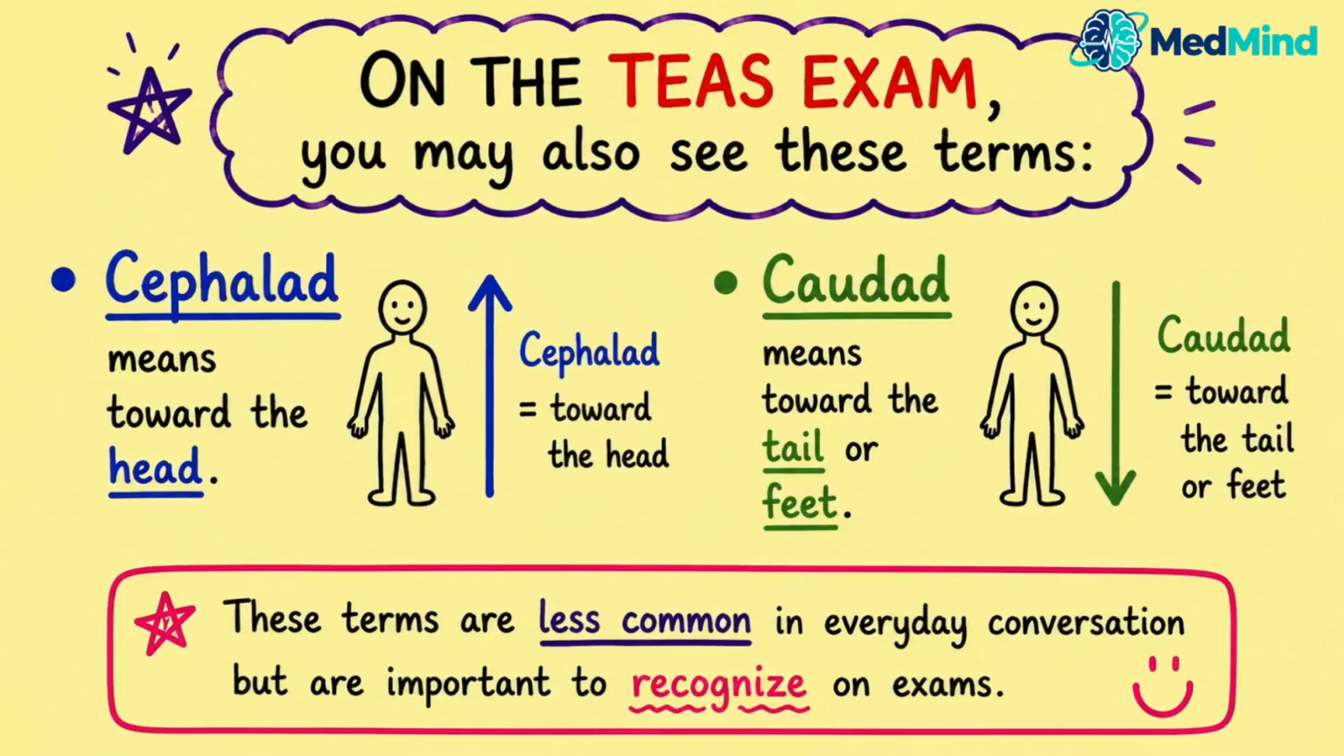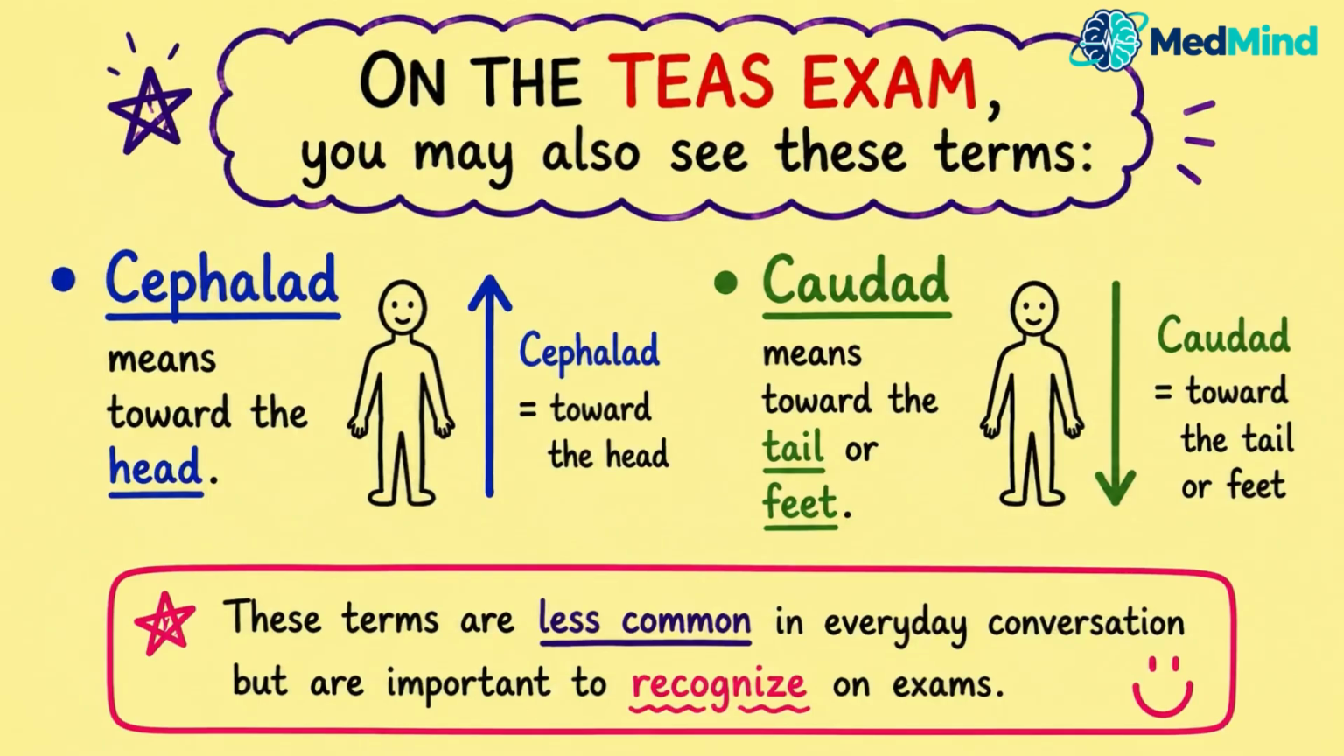Before we finish today's lesson, let's learn two additional terms that you may see on the TEAS exam. These terms are not used as often in everyday conversation, but it's important to recognize them because they sometimes appear in anatomy questions. So the first term is cephalad, which means towards the head or towards the upper part of the body. You can think of it as moving upward towards the head. For example, the shoulders are cephalad to the stomach because the shoulders are located above the stomach. Or another example, we can say the eyes are cephalad to the mouth.